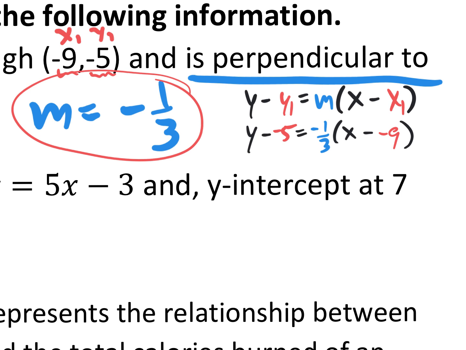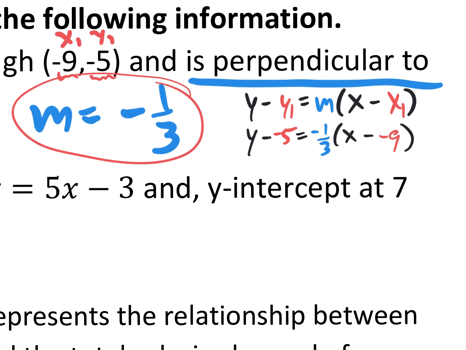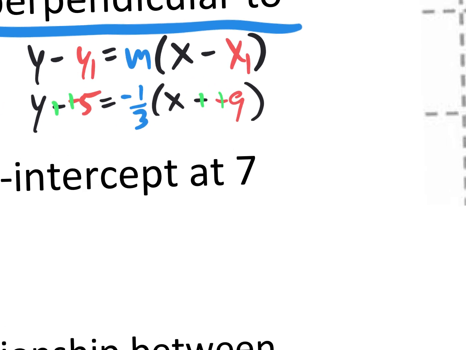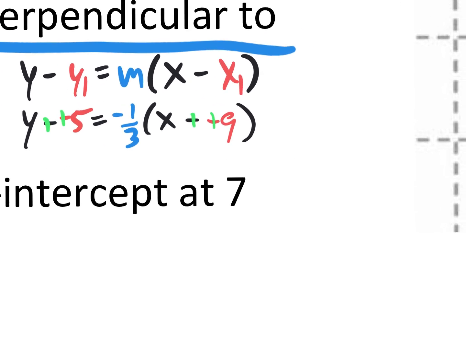I believe they might ask you to write it in slope-intercept form. So if I do ask for slope-intercept form, you got to change it and get y by itself. So first you would change the minus minus to plus plus, and then you'd have to distribute the negative 1/3 and then get rid of the 5 to have the y by itself. So, man, I'm running out of space here. So let's see. When you distribute, negative 1/3 times x is negative 1/3 x. Negative 1/3 times 9, with the calculator, that'll be a negative 3. And you still have the equals and the y plus 5.